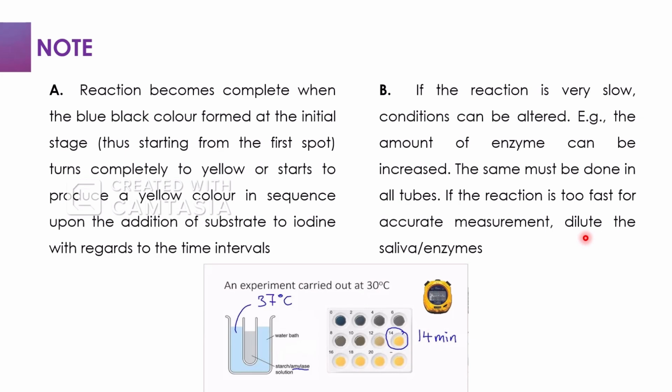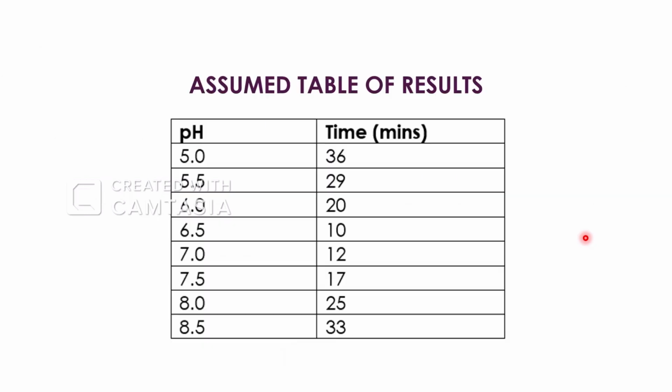So this is our assumed table of results. As you can see over here, the table is showing us the various buffers with their respective pH and the time that it took for a complete reaction to occur. So you can see that at pH of 5, the time for complete reaction is 36, 5.5 is 29, 6.0 is 20, 6.5 is 10, 7.0 is 12, 7.5 is 17, 8.0 is 25, and at pH of 8.5 is 33 minutes.